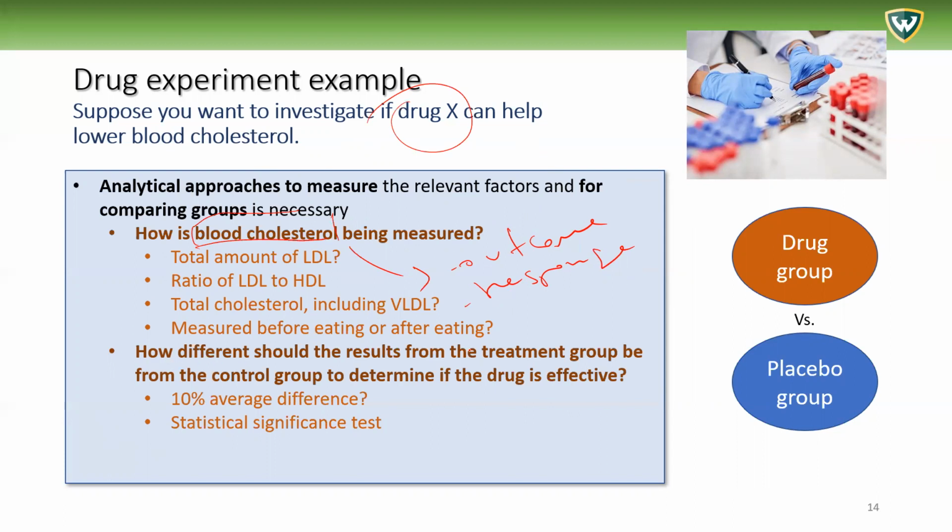Also, how different should the results from the treatment group be compared to the control group to determine if the drug is effective? So if, for example, the drug group is 10% higher than the control group, is that enough? Does it have to be 20% more people got better with the drug compared to the placebo? To do that, there are various statistical significance tests and other statistical tests to do these kinds of analyses. And one needs pretty good knowledge of them to really carry out these kinds of experiments with some degree of legitimacy and reliability.